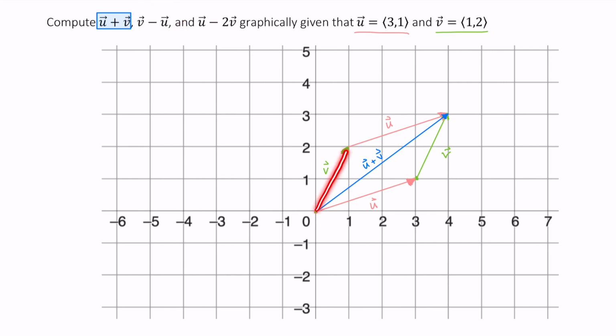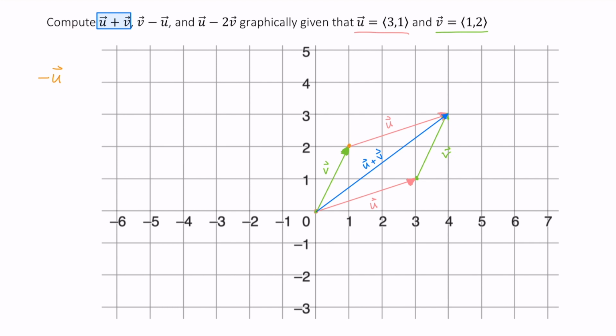So here is v again in green. And I want to start at the tip of v, start with the tail of negative u. So again, negative u is going to point in the opposite direction. So here's u. Negative u would go this way. Oops, that doesn't look very straight. There we are. So negative u, instead of going to the right 3 and up 1, I'm going to go to the left 3 and down 1. So let's go ahead and do that.